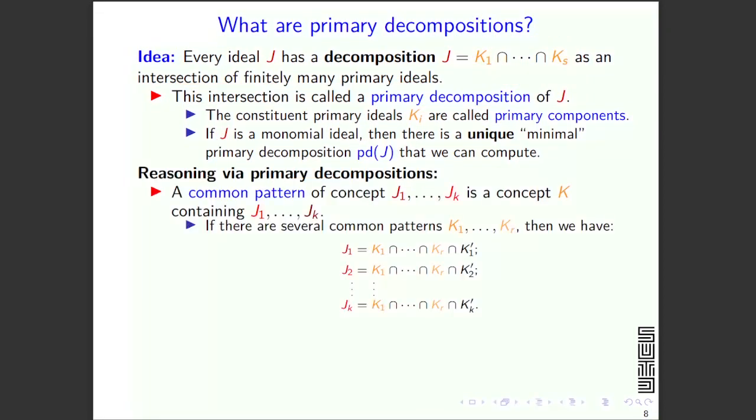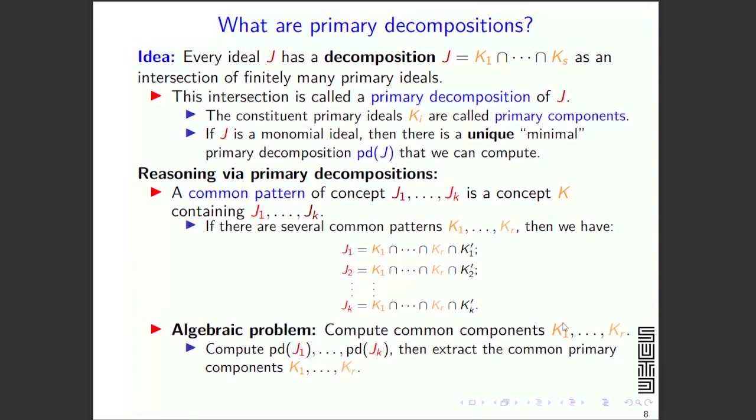How do we reason with primary decompositions? Let's begin with K concepts, J1 to Jk. A common pattern of these K concepts is itself a concept containing those K concepts. If there are several common patterns, say K1 to Kr, then each of our original concepts Ji can be expressed as an intersection of the common patterns together with a leftover ideal representing what's different.